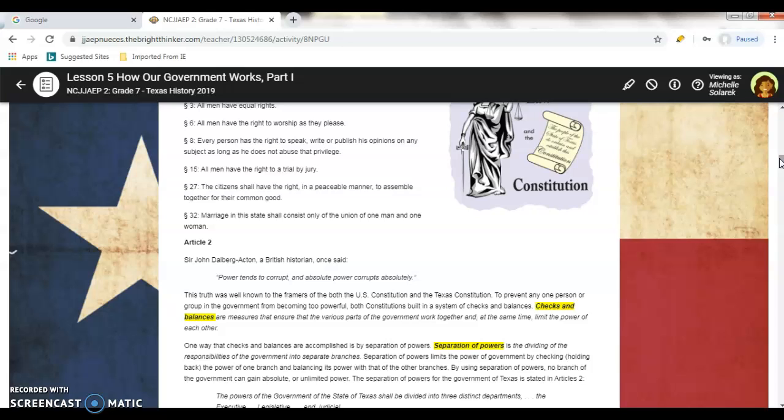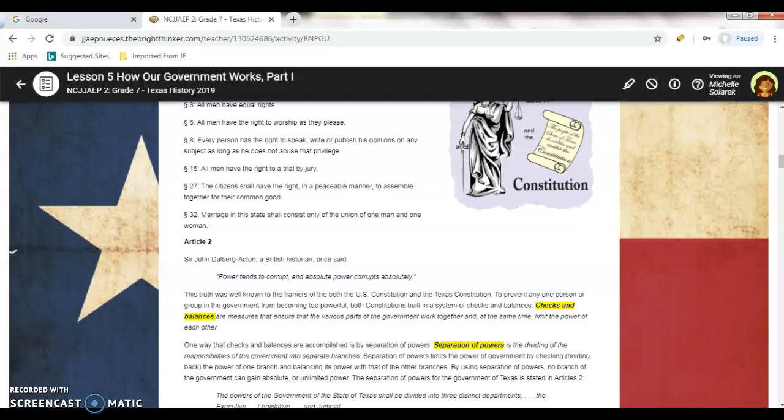The truth is that the framers of both the U.S. Constitution and the Texas Constitution, to prevent any one person or group in the government from becoming too powerful, both built in a system of checks and balances, which are measures that ensure that the various parts of government work together and at the same time limit the power of each other. One way that checks and balances are accomplished is by the separation of powers, which is dividing the responsibilities of the government into separate branches. By using the separation of powers, no branch of the government can gain absolute or unlimited power.